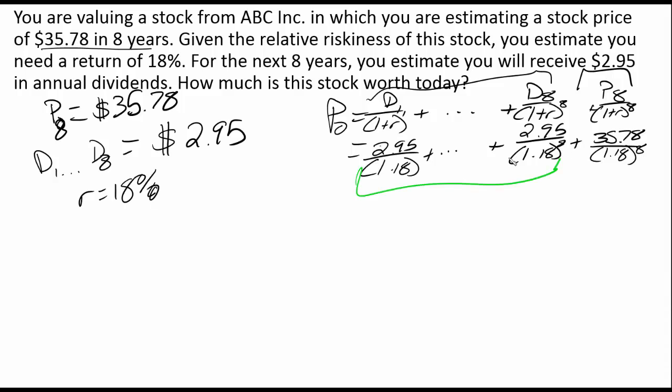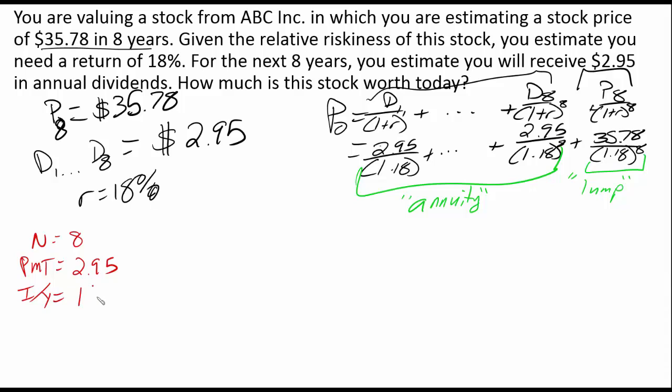Okay, so this part here, that's basically we think of it as the annuity portion, right? And this is the lump sum portion. So if we're putting this in a financial calculator, we can write this out as N, our number of time periods, is 8, because we have 8 time periods where we are receiving payments of how much? Of $2.95, right? Because those are 8 payments of $2.95. And then we also know that our interest rate is going to be 18%, and we know that the future value, that single lump sum, is going to be $35.78.